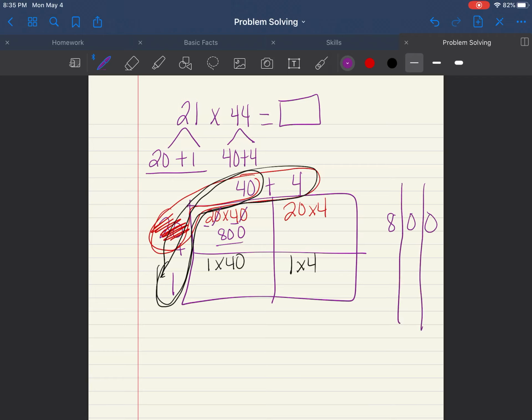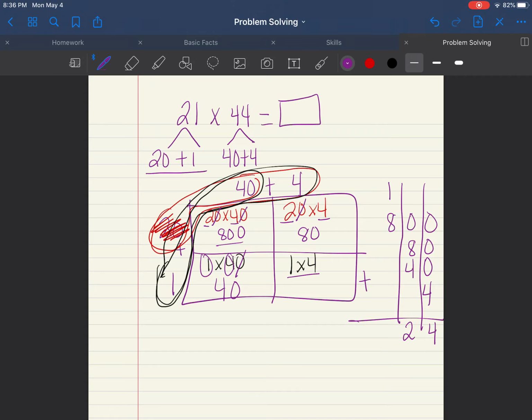2 times 4 is 8. Quito pongo. That means 800. Now 4 times 2, that is 8. Quito pongo. So that makes 80. 4 times 1 is 4. Quito pongo. That makes 40. And 4 times 1 equals 4.